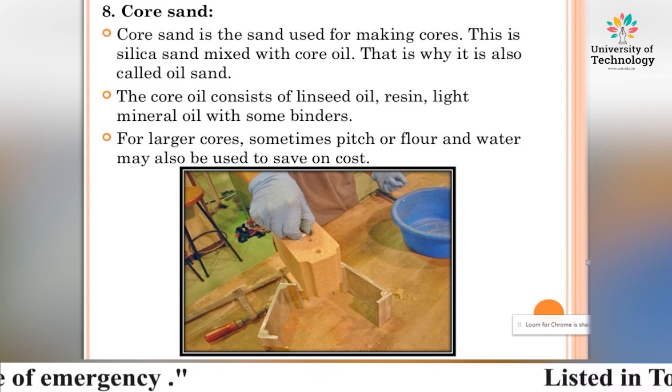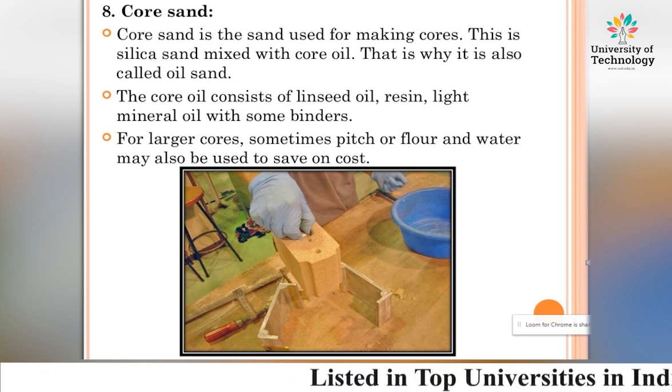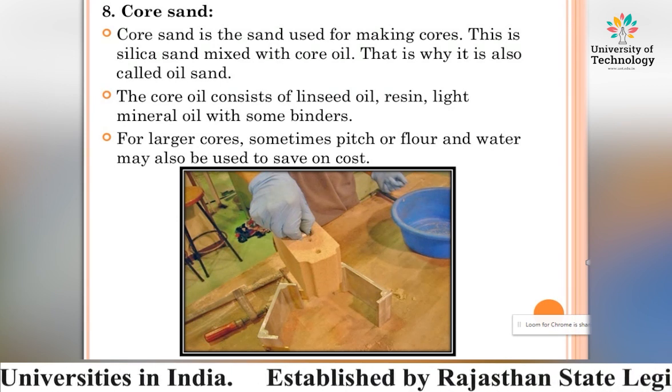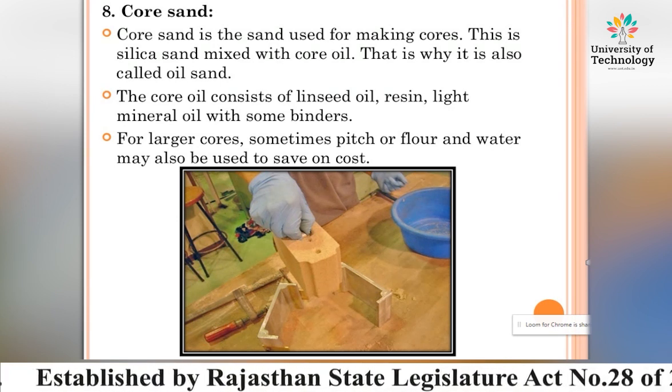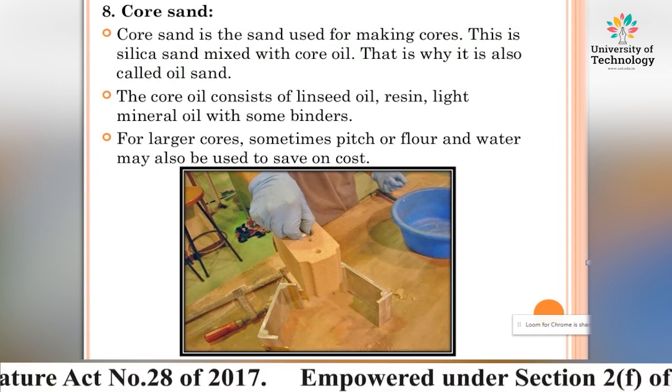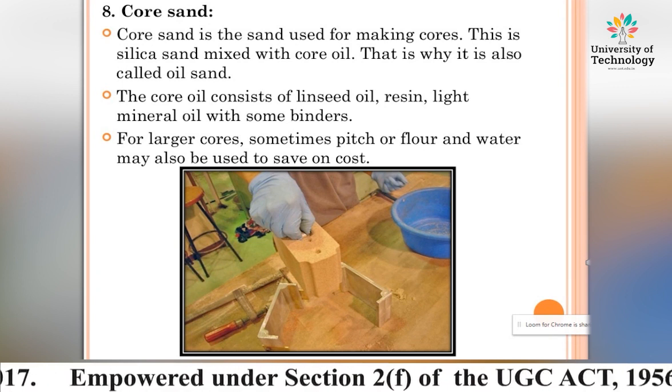The eighth one, the core sand. Core sand is the sand used for making cores. This is silica sand mixed with core oil. That is why it is also called oil sand.